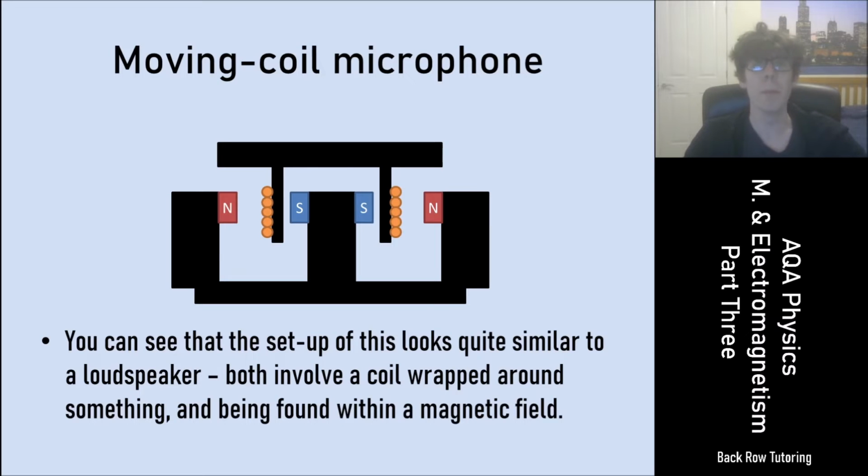We're going to have a look at a moving coil microphone. You can see that this setup looks quite similar to the loudspeaker. Both involve a coil wrapped around something and being found within a magnetic field. So this does look quite similar to a loudspeaker. The only difference is a loudspeaker has a very slightly different shape. And the principle is basically the exact opposite of a loudspeaker, because a loudspeaker uses the motor effect to produce sound, whereas a microphone uses the generator effect to turn sound into an electric current.